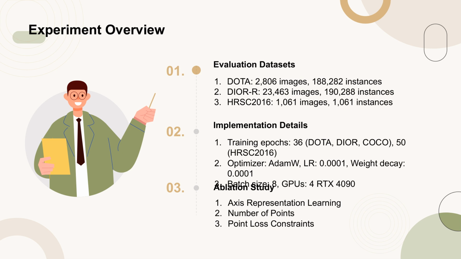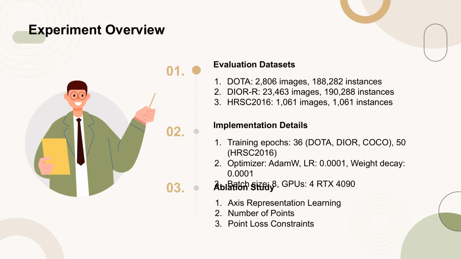For implementation, the model was trained for 36 epochs on DOTA, DIOR, and COCO datasets, and 50 epochs on HRSC 2016. The AdamW optimizer was used with an initial learning rate of 0.0001 and a weight decay of 0.0001. Training was performed on 4 RTX 4090 GPUs with a total batch size of 8.